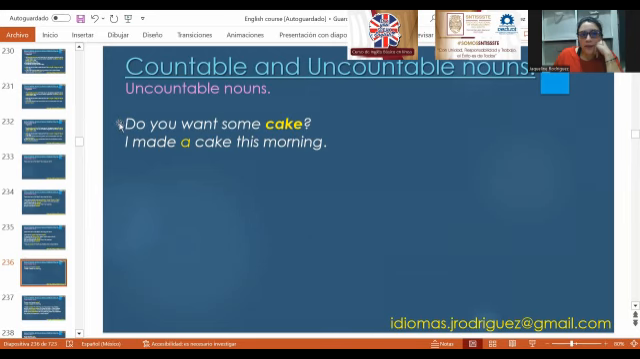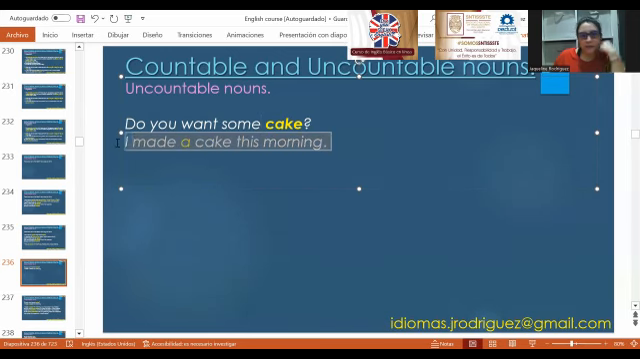Now, if I'm using cake, I will use a cake. I made a cake this morning. Hice un pastel esta mañana. ¿Puedo decir esto? Do you want cake? ¿Quieres pastel? It sounds not very good in English, so I have to add this some. Do you want some cake? ¿Quieres un poco de pastel? ¿Quieres algo de pastel? But then, with a, yes, I can use. I made a cake this morning.